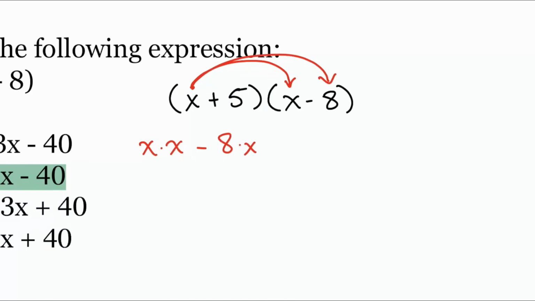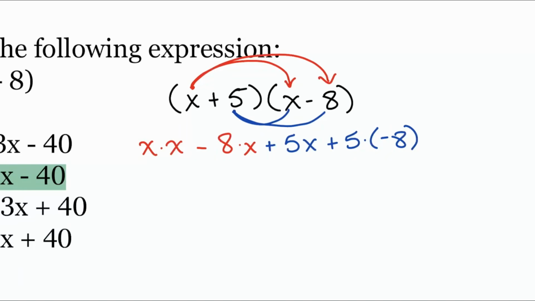Make sure everything from one parentheses multiplies with everything from the other. This x needed to multiply with the other x. Boom. Also needed to make sure that the x multiplied with the negative 8. Boom. Now I'll continue. Now I'm going to make sure that the 5 multiplies with everything from the parentheses multiplied by the x. So that's plus 5x. Then multiply the 5 with the negative 8. So that'll be 5 times negative 8. Again, that's all it takes.